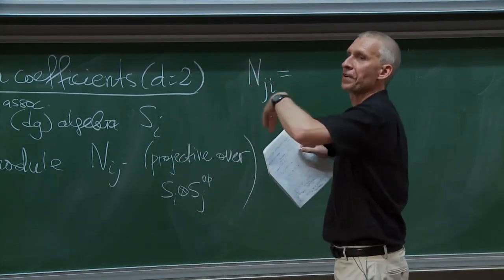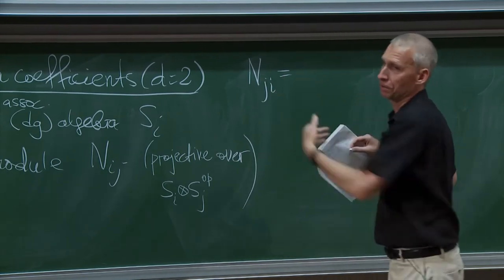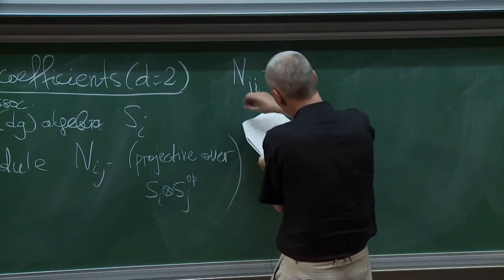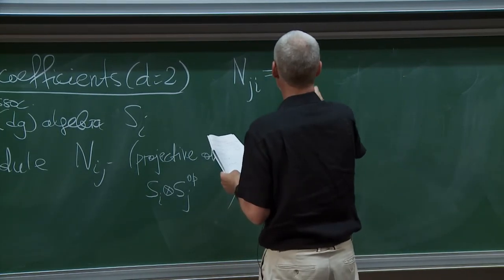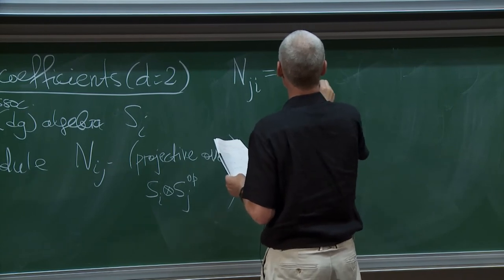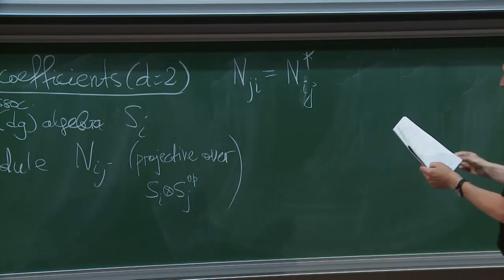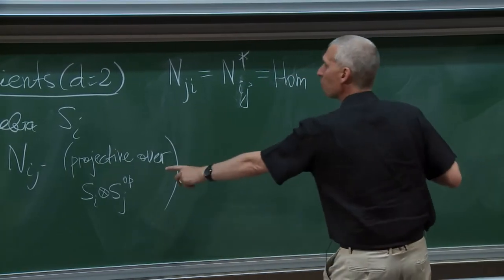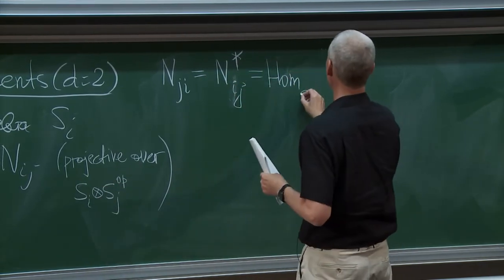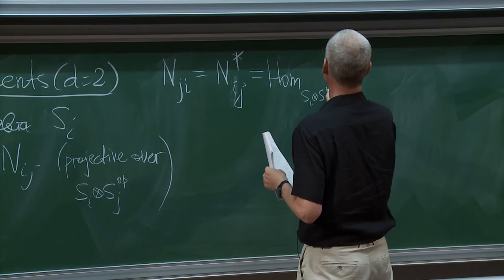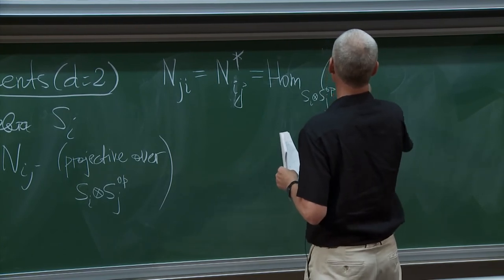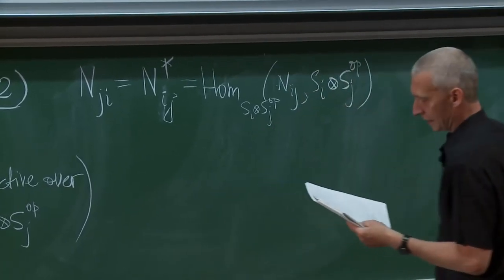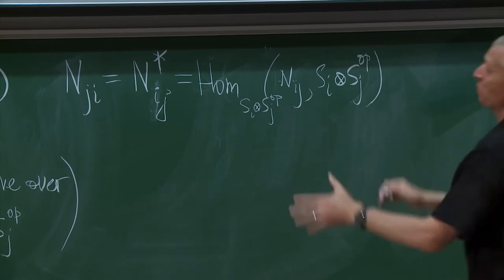So just if you forget the differential, we can always do this up to homotopy, just for simplicity. And I want to assume self-duality in the following form: N_ji equals N_ij star, but I have to explain what N_ij star is. It would be Hom over S_i tensor S_j op from N_ij to S_i tensor S_j op. Then this would be a system of coefficients.